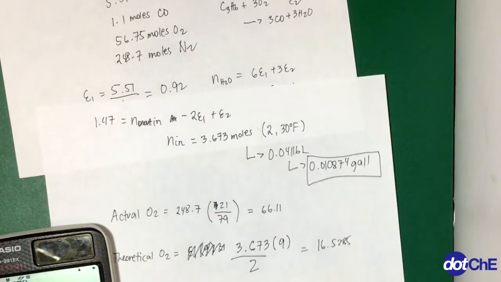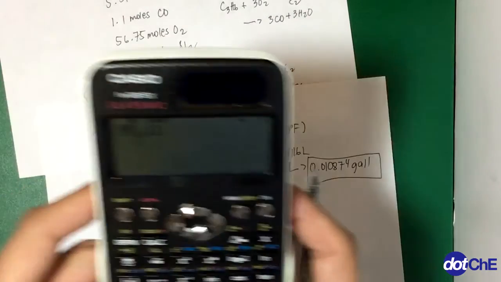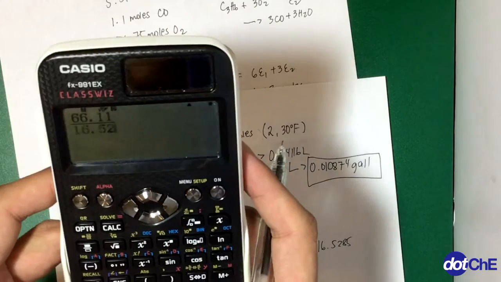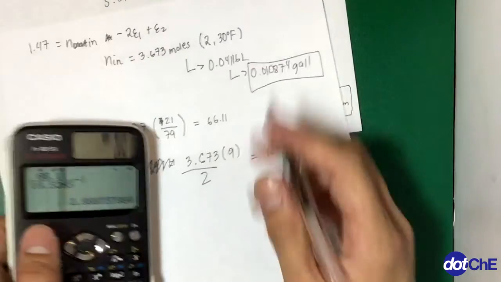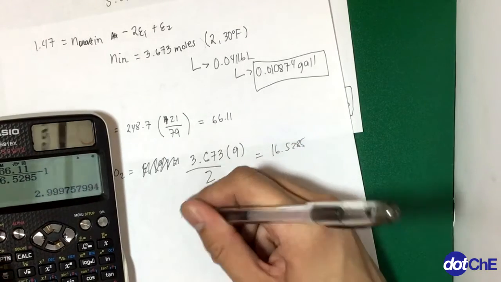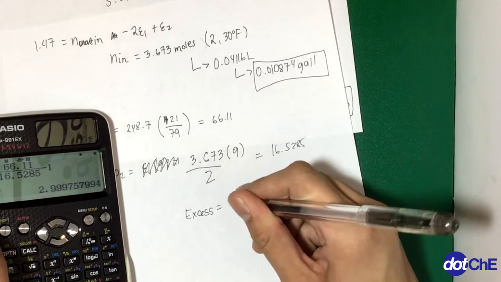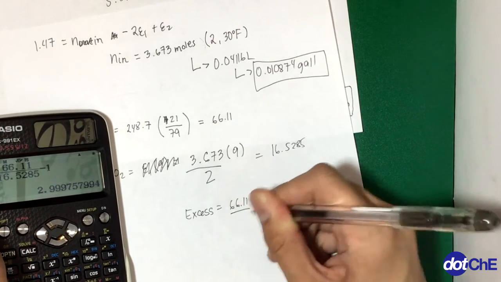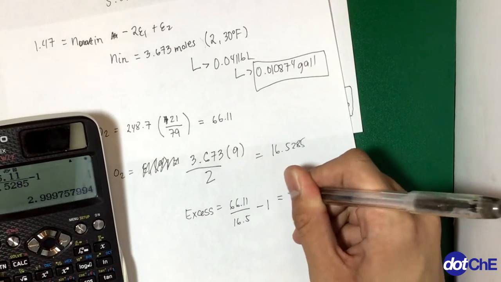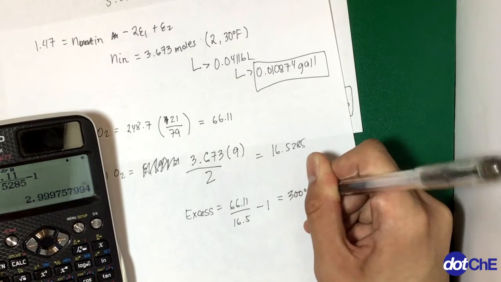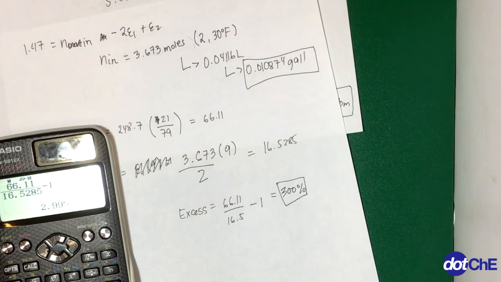moles. Then we'll just use our equation, 66.11 divided by 16.5285 minus 1. We get more or less. So I'll put here excess is equal to 66.11 divided by 16.5 minus 1 is equal to 300%. So that's it. We basically solved a combustion chemical engineering problem.